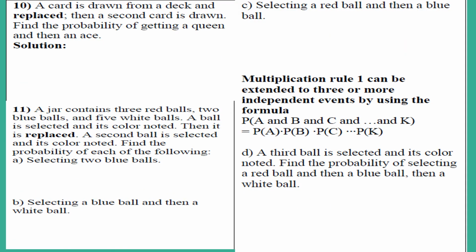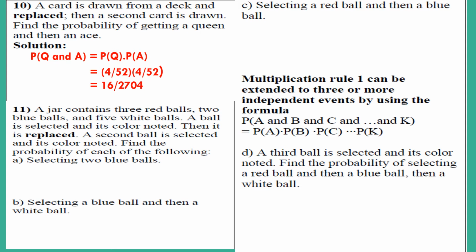Number 10. A card is drawn from a deck and replaced. Then a second card is drawn. Find the probability of getting a queen and then an ace. So, independent events, the probability of getting a queen and an ace equals the product of the probability of getting a queen and the probability of getting an ace. There are 4 queens, so 4/52. And there are also 4 aces out of 52, so 4/52. So if you multiply these two, you'll get 16/2704.